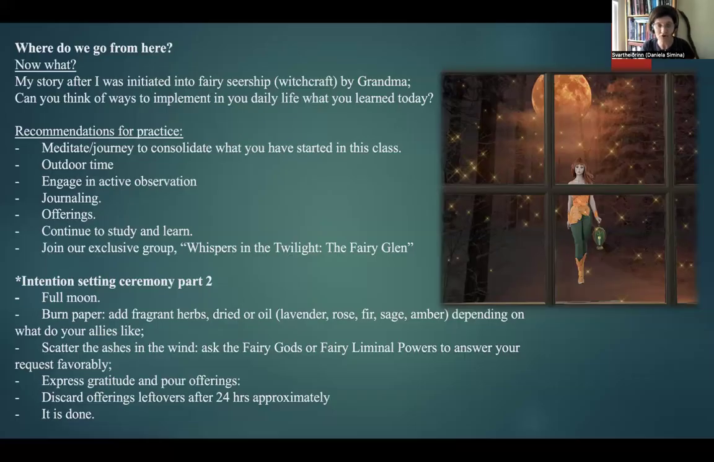As you scatter the ashes, on your slide is scatter the ashes in the wind. That's me going in my backyard and scattering the ashes in the wind. Wherever you're scattering the ashes and however you're doing that, ask the fairy gods or fairy liminal powers to answer your requests favorably. You can appeal to any higher powers that you wish, depending on what your beliefs are.